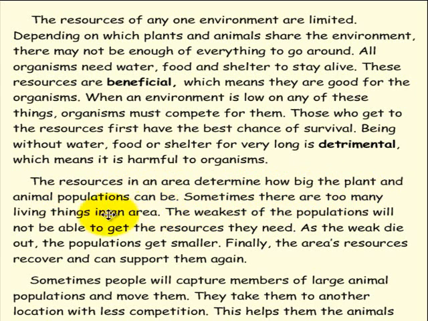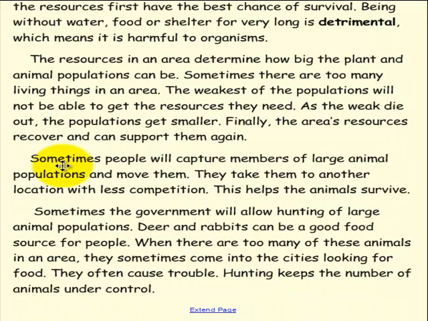Sometimes there are too many living things in an area. The weakest of the populations will not be able to get the resources they need. As the weak die out, the populations get smaller. Finally, the area's resources recover and can support them again.